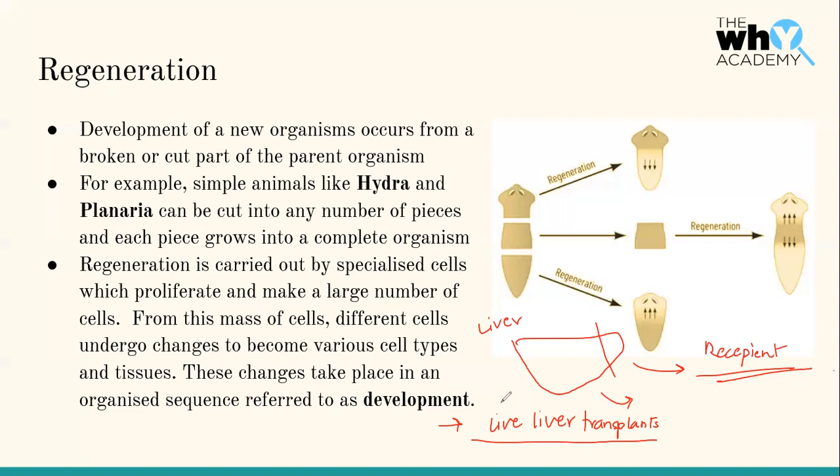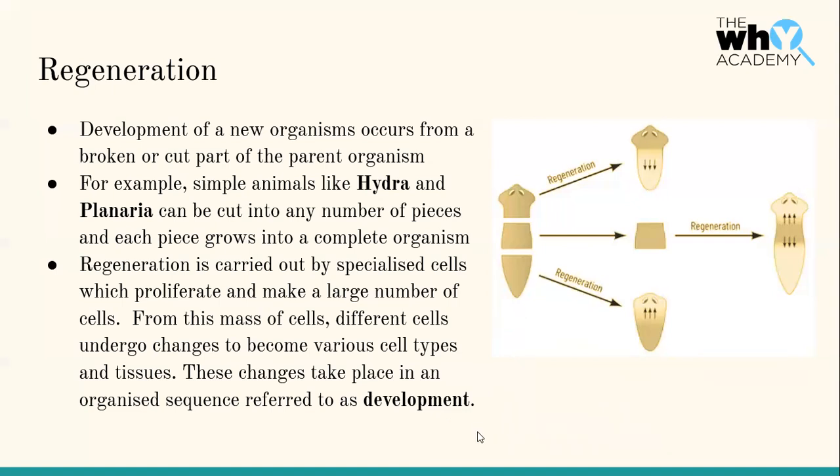Okay, yeah, so this is all about regeneration. Here they've given you a small note on how regeneration takes place. Regeneration is first carried out by specialized cells, which proliferate and make a large number of cells. From this mass of cells, different cells undergo changes to become various cell types and tissues. These changes take place in an organized sequence referred to as development.